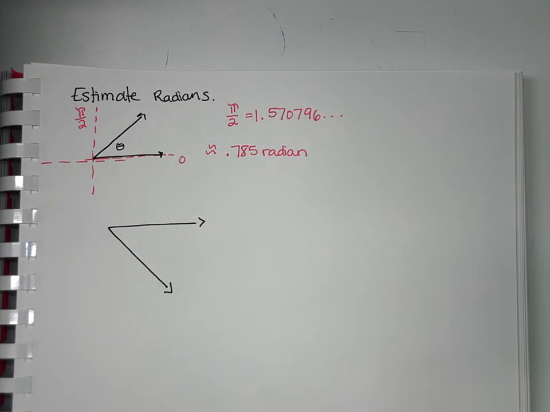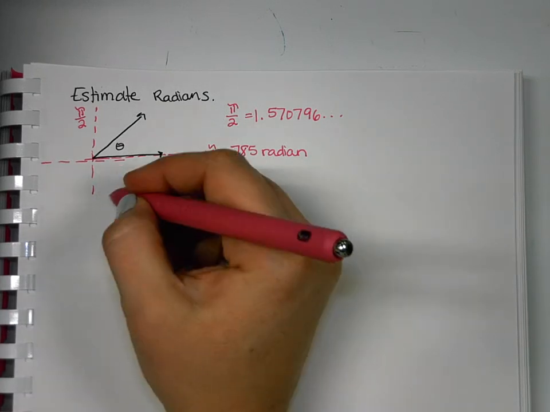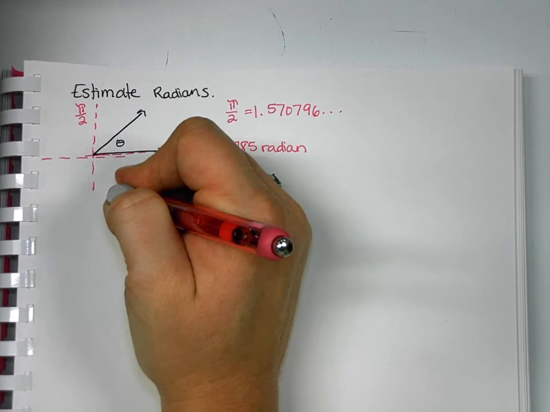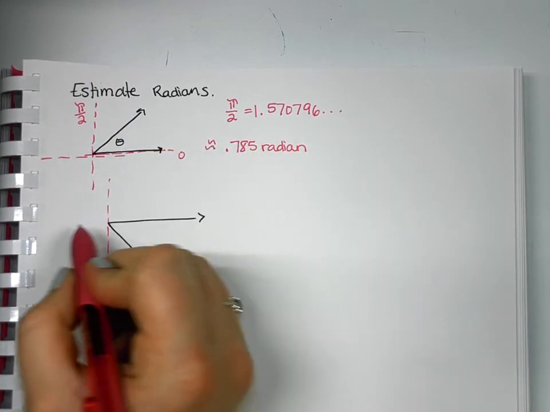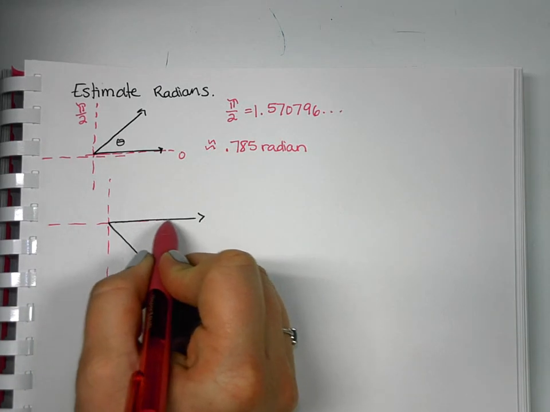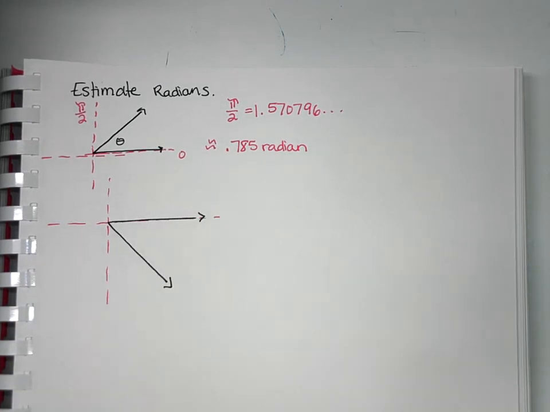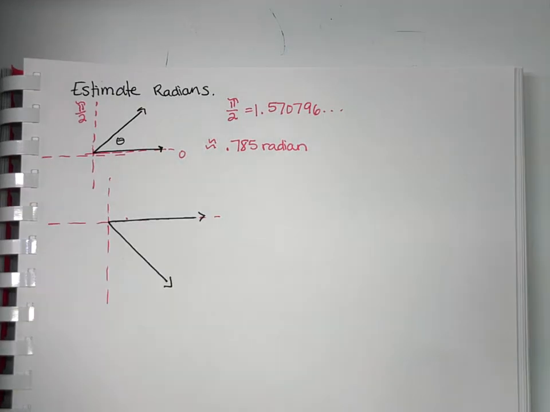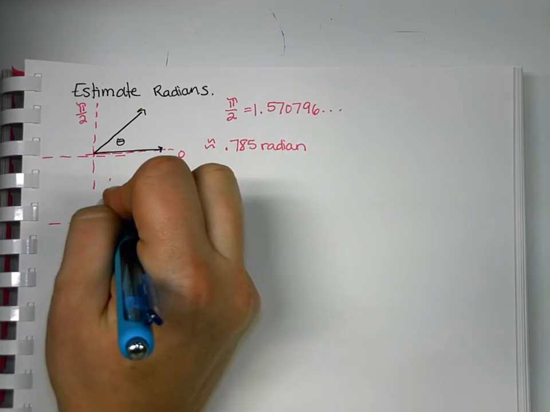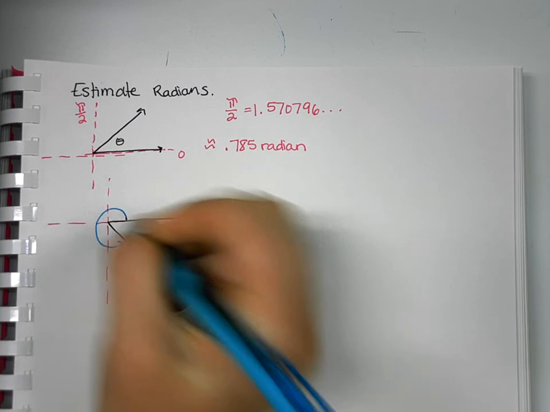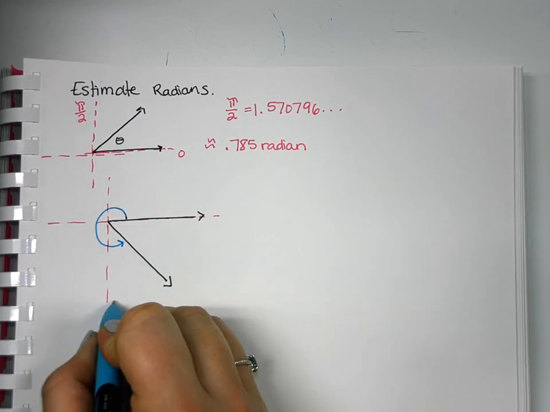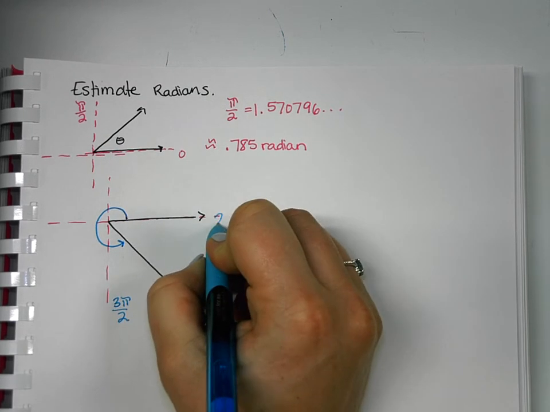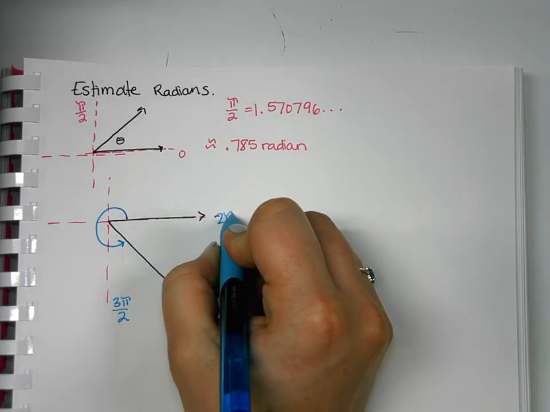So again, the first thing I would do is draw my x and y axis so I have an idea as to the quadrant. So when I look at this, if I'm starting from my starting 0 all the way around, I'm going to be between 3 pi over 2 and 2 pi because of the quadrant I'm in.